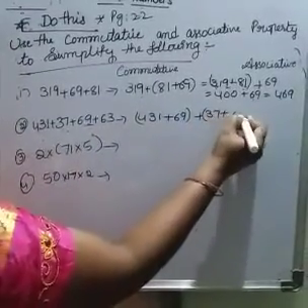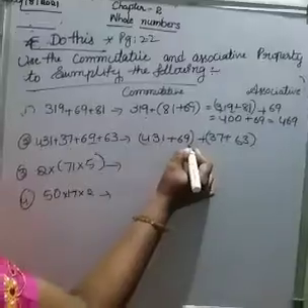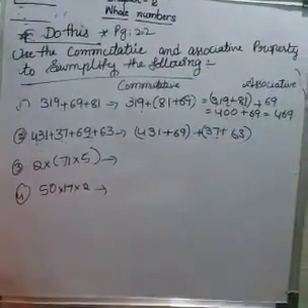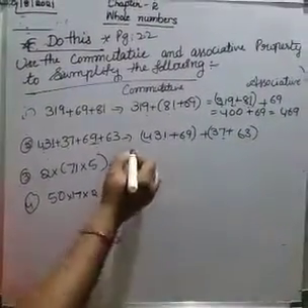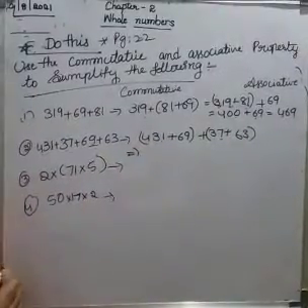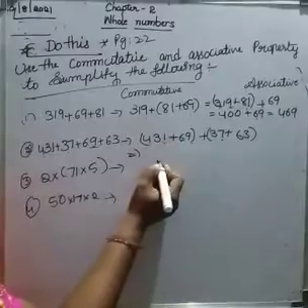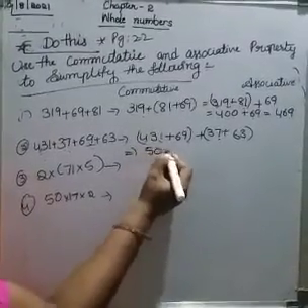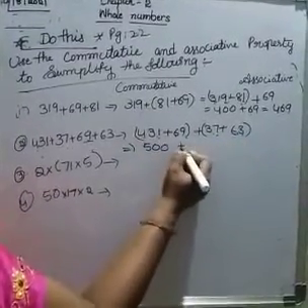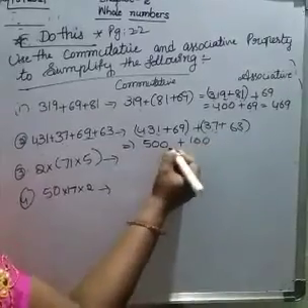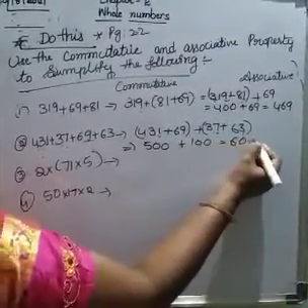37 plus 63, because 9 plus 1 is 10, 7 plus 3 is 10, no? 0 will come, very easy to add. These are associative property. 431 plus 69 is equal to 500. 37 plus 63 is equal to 100. 500 plus 100 is equal to 600, right?